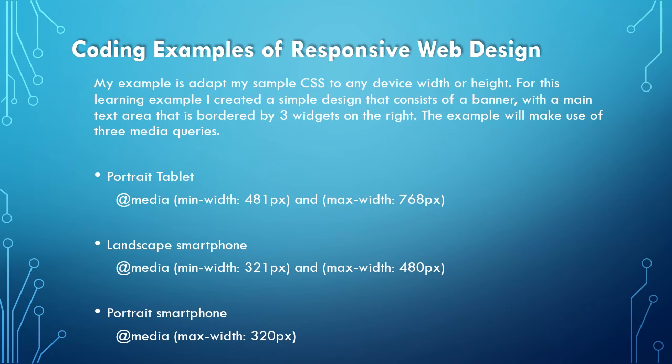Coding example of responsive web design. My example adapts my sample CSS to any device width. For this learning example, I created a simple design that consists of a banner with a main text area that is bordered by three columns. On the right, the example makes use of three media queries: portrait tablet, landscape smartphone, and portrait smartphone.